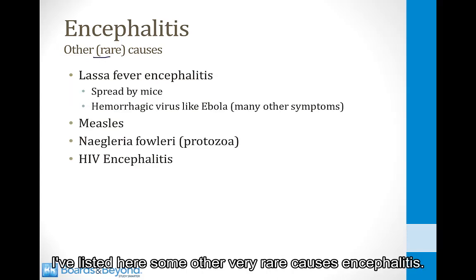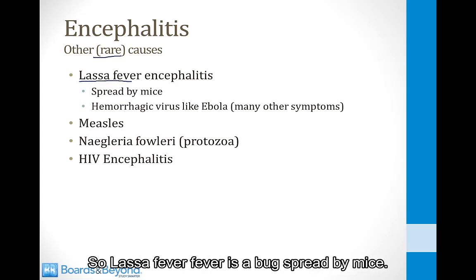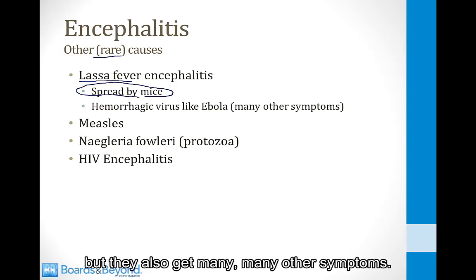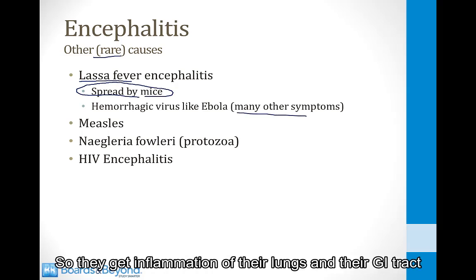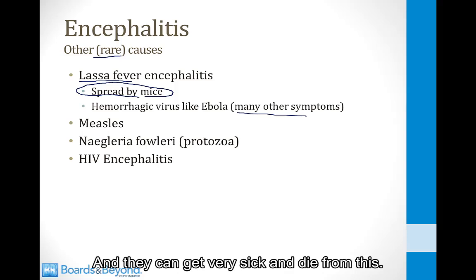I've listed here some other very rare causes of encephalitis. You'll never see any of these clinically, but they're worth knowing for your board. So Lassa fever is a bug spread by mice, and it's a nasty, nasty disease that's similar to Ebola. So people get encephalitis, but they also get many, many other symptoms. So they get inflammation of their lungs and their GI tract and their heart and their eye, and they can get very sick and die from this.